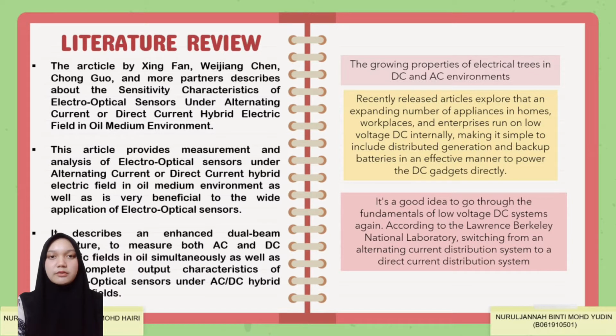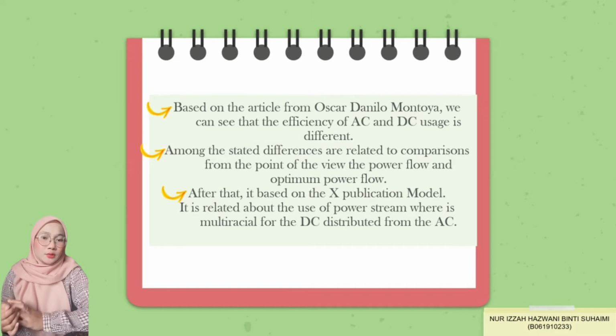The majority of electronics work in direct current, which requires an AC to DC converter between the power supply and the device's DC side. Based on the theory from the article by Oscar Danilo Montoya, we can see that the efficiency of AC and DC usage is different.